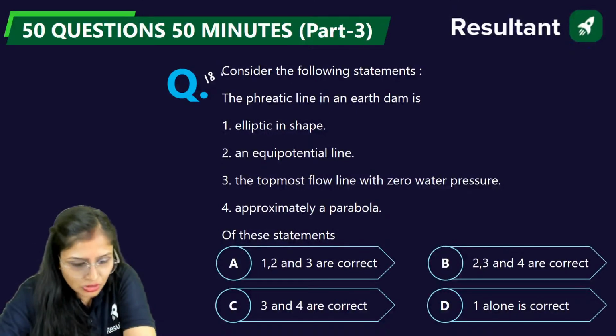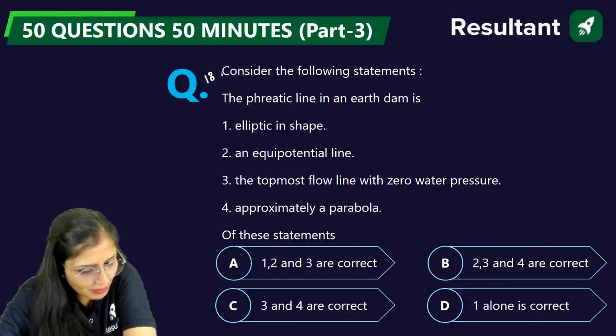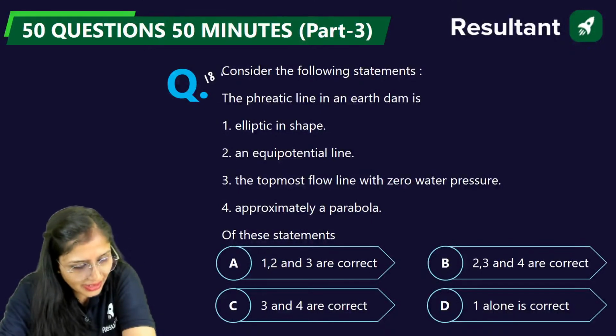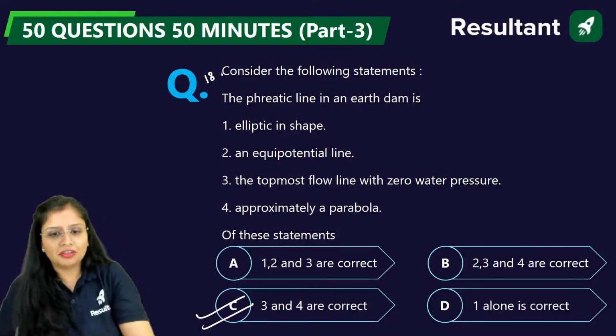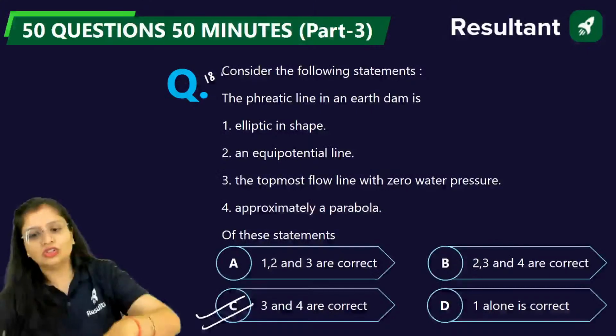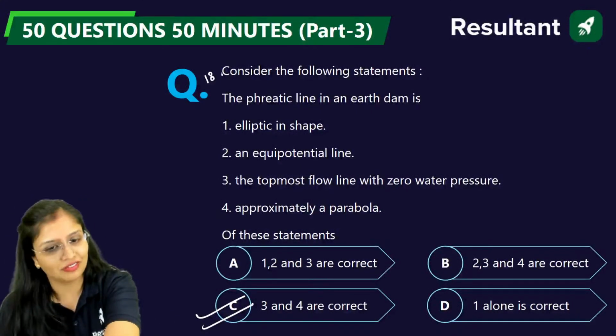Parabola shape, topmost line with zero earth pressure. Correct. Very good, Krishna. You said it absolutely correct. Absolutely correct. 18th, it is C. It is not elliptical in shape, it is not equipotential, it is parabola and it has zero water pressure in that area, and basically it is an imaginary line which is found within the section of the dam.